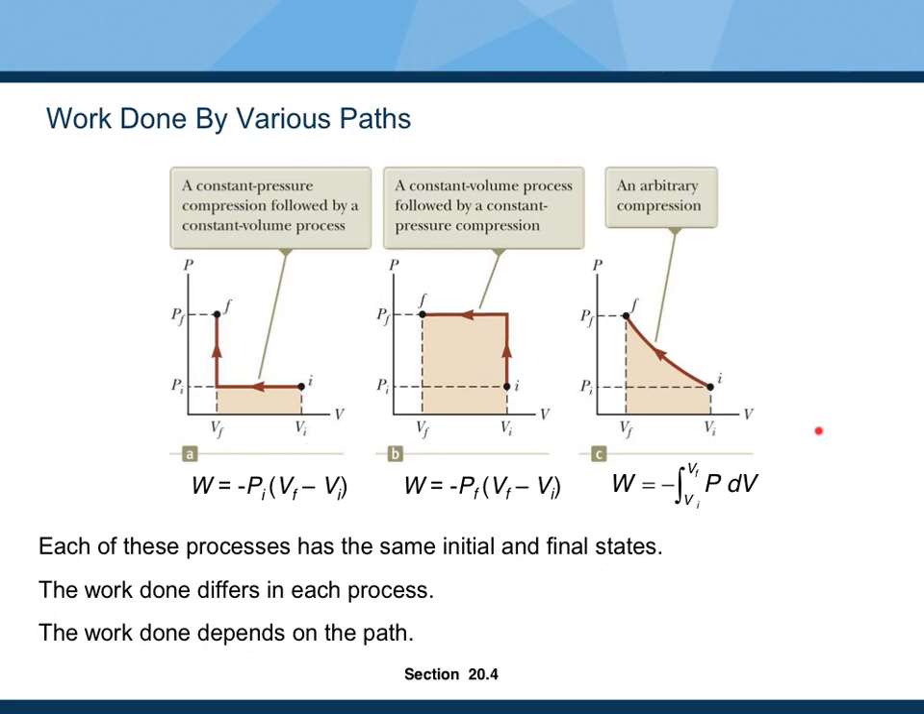Consider these three processes. Each of these processes has the same initial and final state. And the three processes have taken different paths. The work done is different in each process. The work done depends on the paths, although they have the same initial and final states.